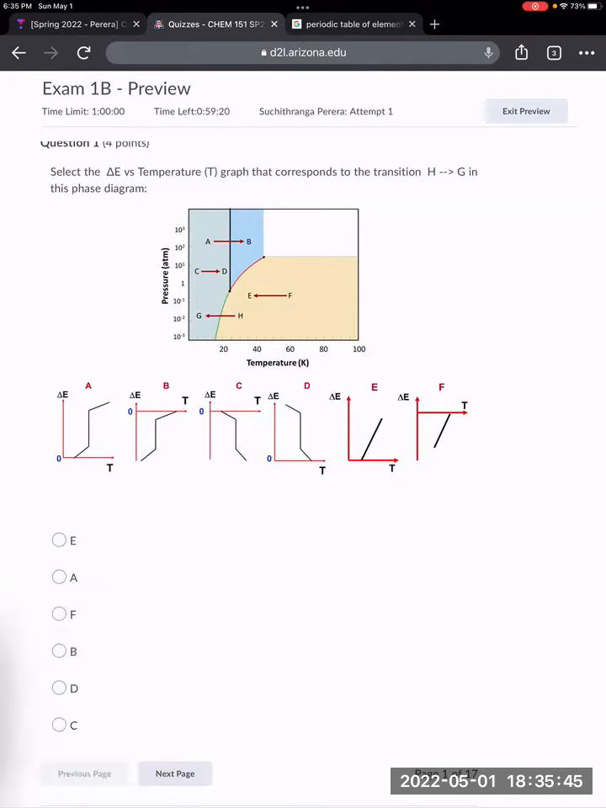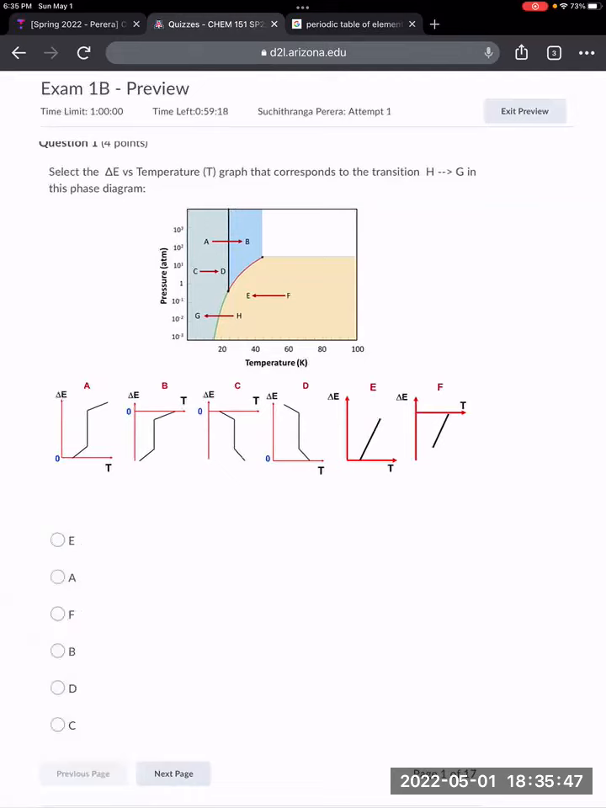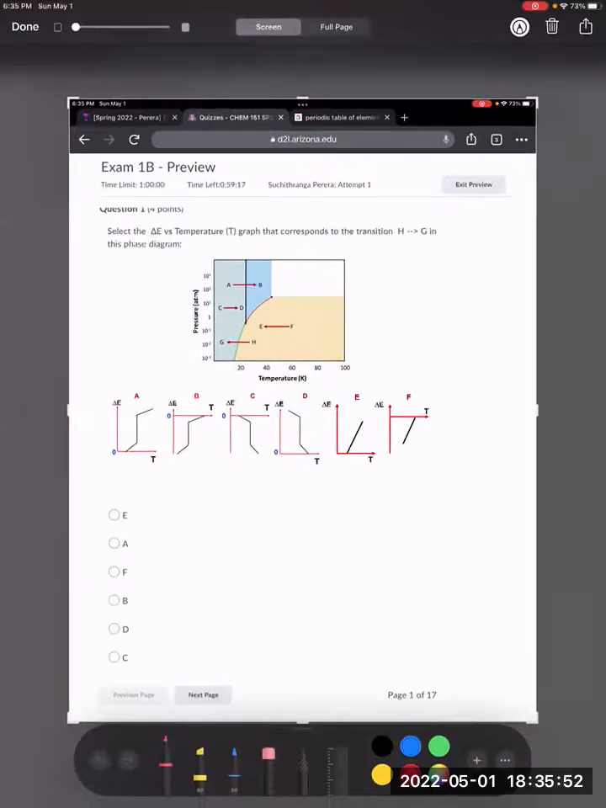You're going from, okay, let me say, we have our solid here, liquid here, and the gas here. So we are going from gas to solid in transition H to G. And also you can see that you're going from a higher temperature to a lower temperature. That means you're cooling in this case. Okay, so it's a cooling process.